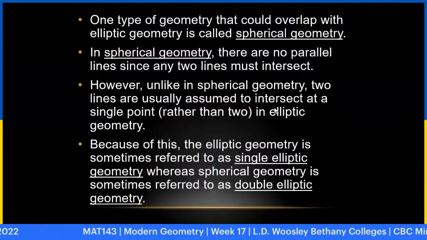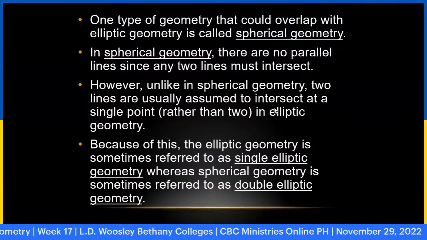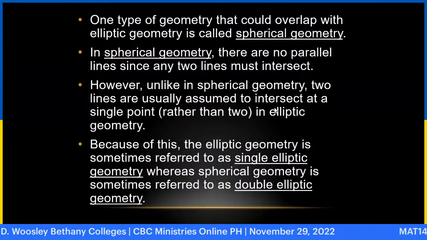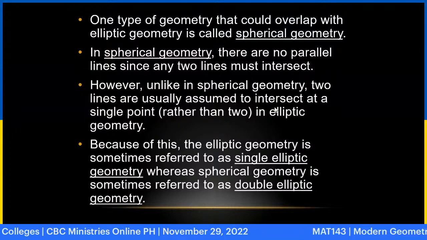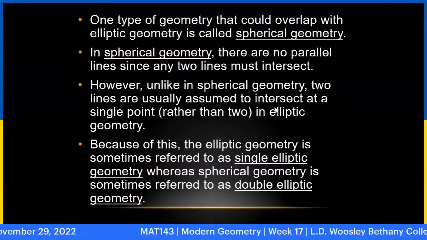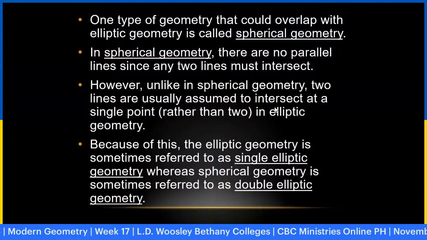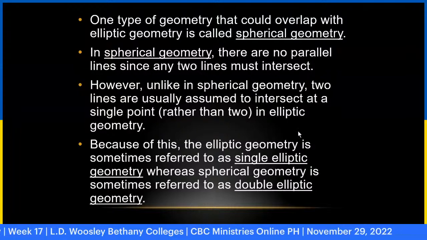Okay, at least we know, no? Single elliptic, whereas spherical is sometimes called the double elliptic, because the points of intersection are two. Two points of intersection for your spherical geometry, and the elliptic geometry is assumed to have one single point only. Okay, so that's the difference.